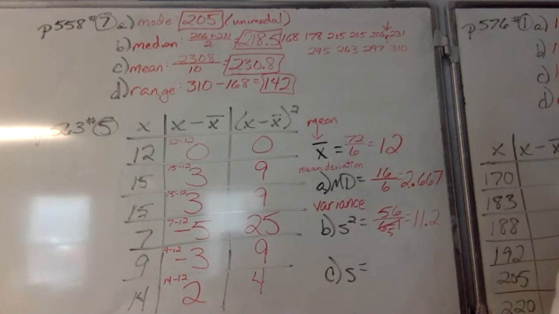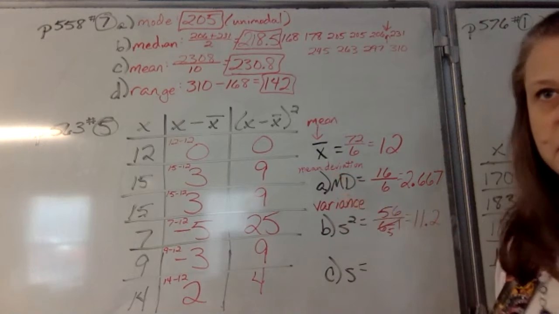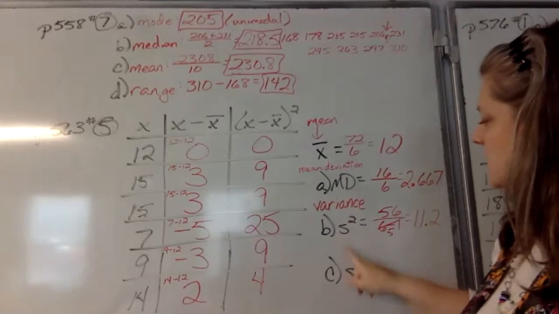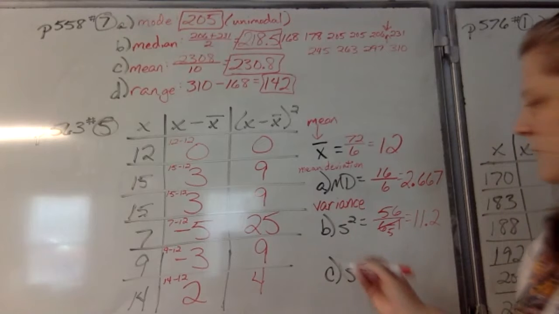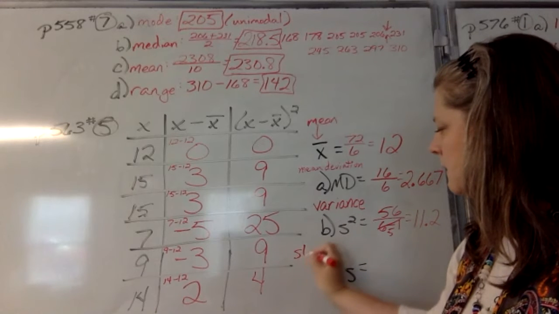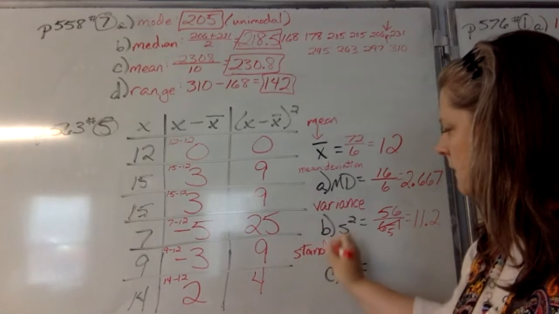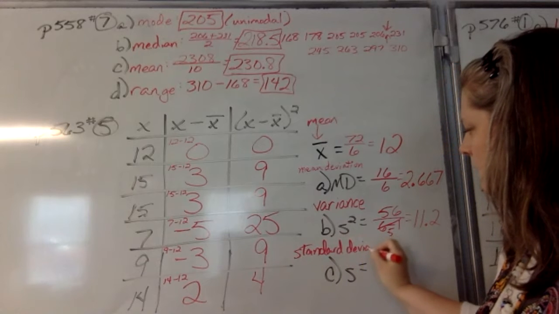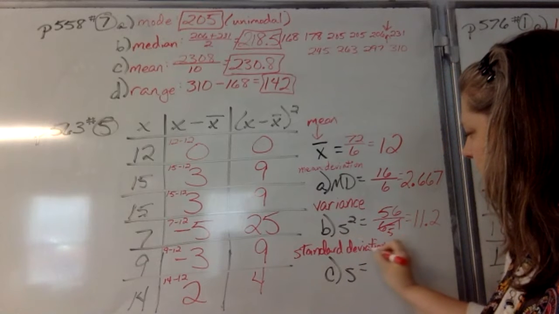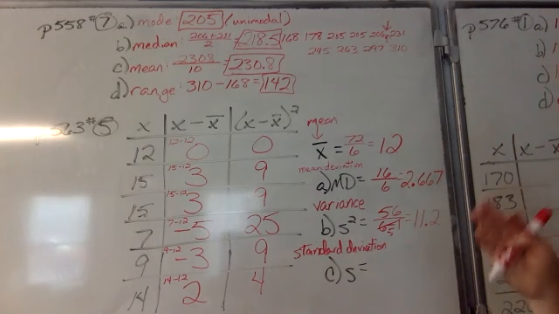Okay, now mean deviation is the MD. Variance is the S squared. What is the S by itself? Standard deviation. Okay, it's our standard deviation.